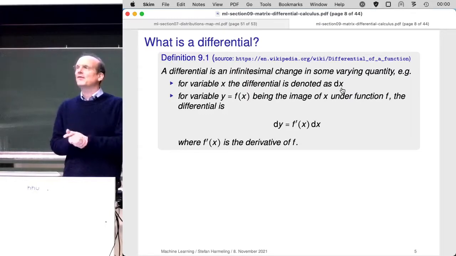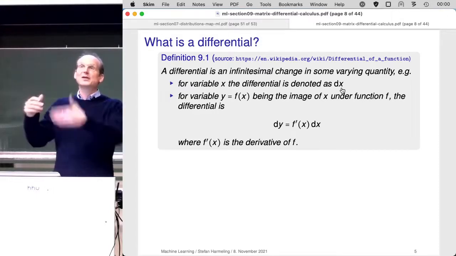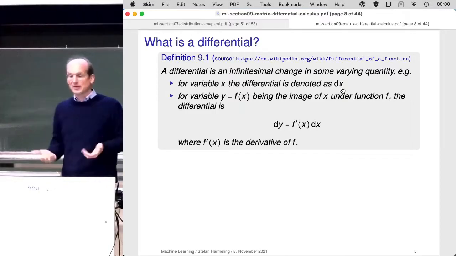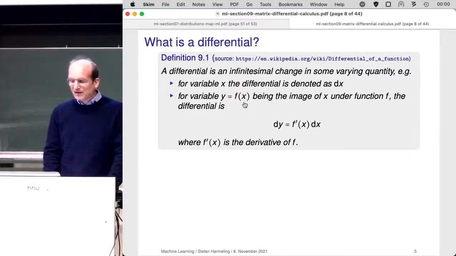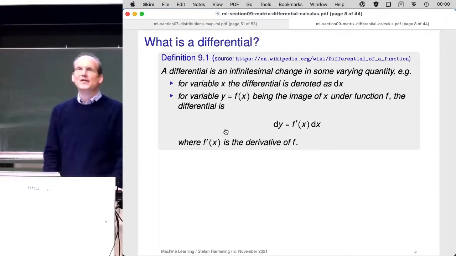When you write down the formula for the derivative, sometimes you write it in a way that you say the function value at x plus dx, okay? And then you say the dx is a small number, but in principle, if x is a vector, the dx might be a small vector, okay? So you must be able to sum those two things up. Suppose you have a variable y that is defined as the image of x under some function f, then the differential is, interestingly, dy is equal to the derivative of f with respect to x times the differential of x, okay?